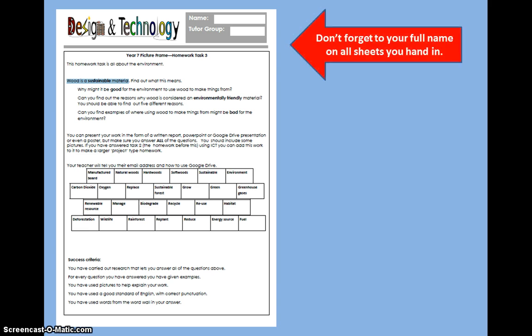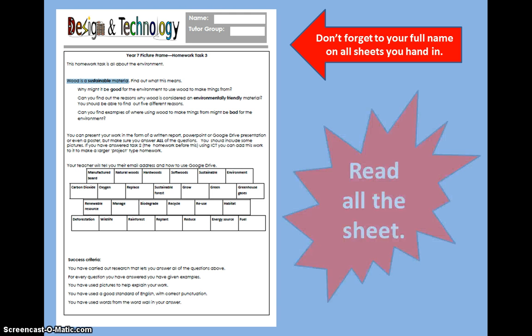pick one up. To make my life a lot easier, can you please make sure you write your name on all the sheets? It's quite tricky when you don't, because I don't know who to mark as having done their homework, and I'm compiling a list of detentions for people who haven't, so you really do want me to know you have done it. Secondly, please make sure you have read all the sheet.